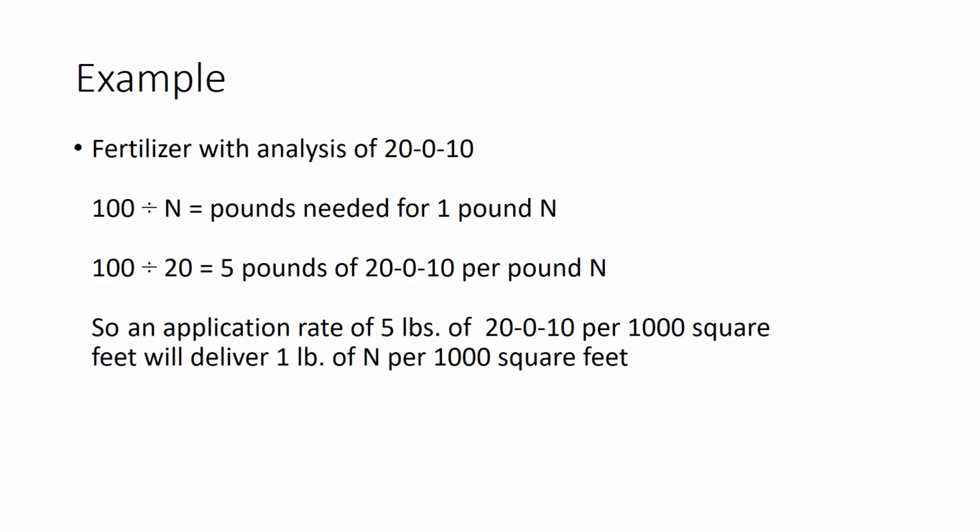Here's an example of this. If you have a fertilizer with an analysis of 20-0-10, you would divide 100 by 20, which equals 5 pounds of 20-0-10 per pound of nitrogen. This means that if you have a 1,000 square foot area to apply fertilizer, you would fill your spreader with 5 pounds of the fertilizer and spread it evenly over the area. This will provide 1 pound of nitrogen.